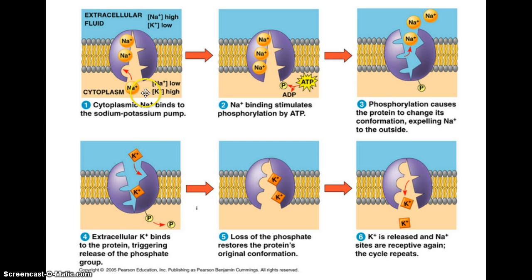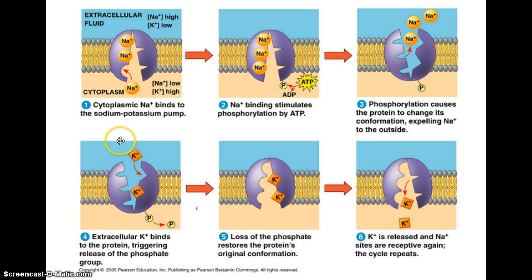So here's the inside of a cell, the cytoplasm, and the outside, or the extracellular fluid. And cytoplasmic sodium binds to the pump, and this binding stimulates phosphorylation by ATP, which causes the protein to change its conformation, expelling sodium to the outside.